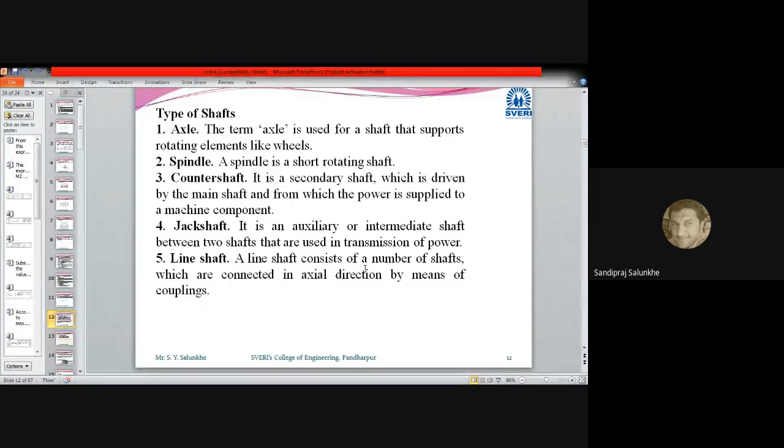Then last is the line shaft. A line shaft is used when a number of machines are running on the same shaft.